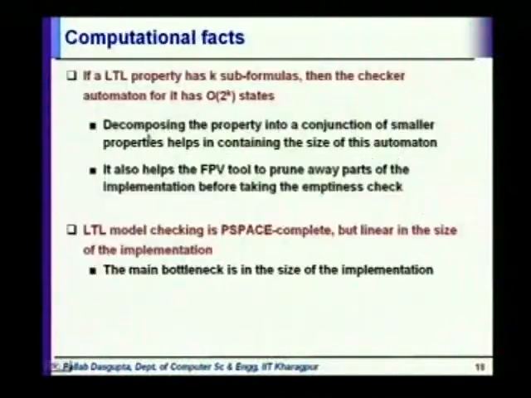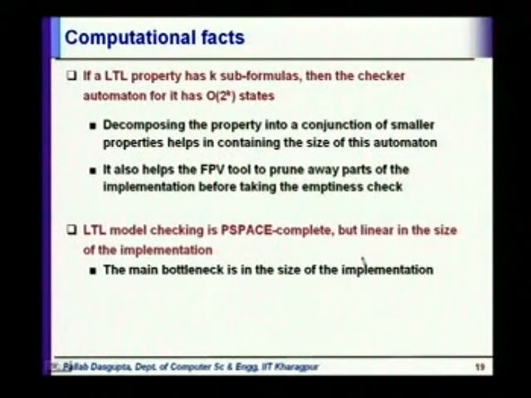So now let us go into a little more theory behind this, but before we go into that, let us quickly look at some computational facts. Now, if an LTL property has k subformulas, then the checker automaton for it has order of 2 to the power of k states. So, the size of the checker automaton is exponential in the length of the LTL property. Okay. And LTL model checking is PSPACE-complete, right? But the algorithms that are there are linear in the size of the implementation. So the exponential that you see in the LTL model checking algorithms is the exponential in the length of the formula.